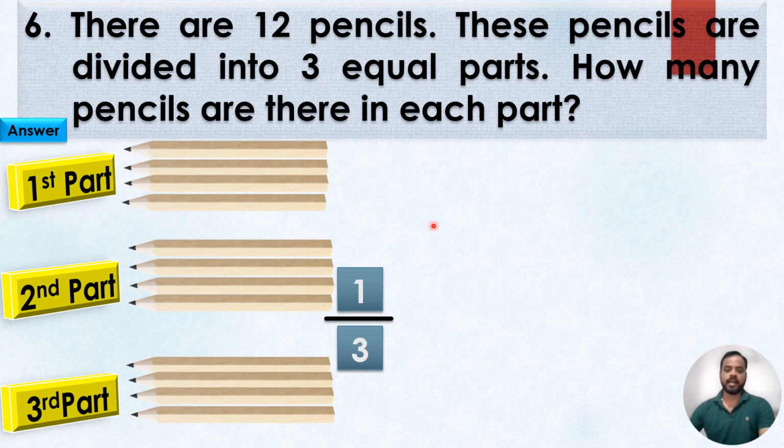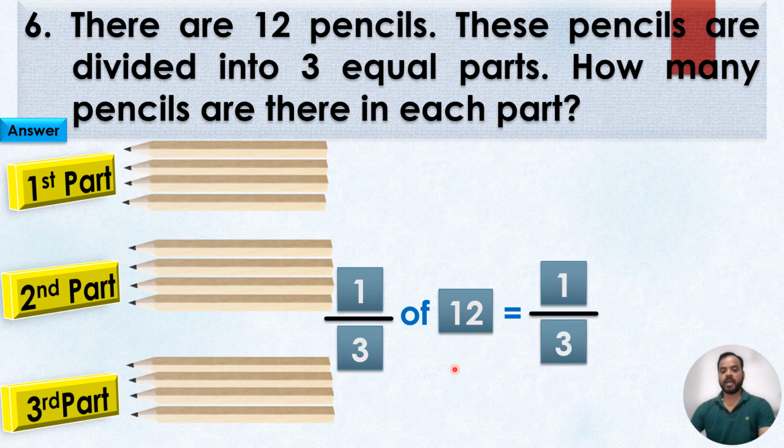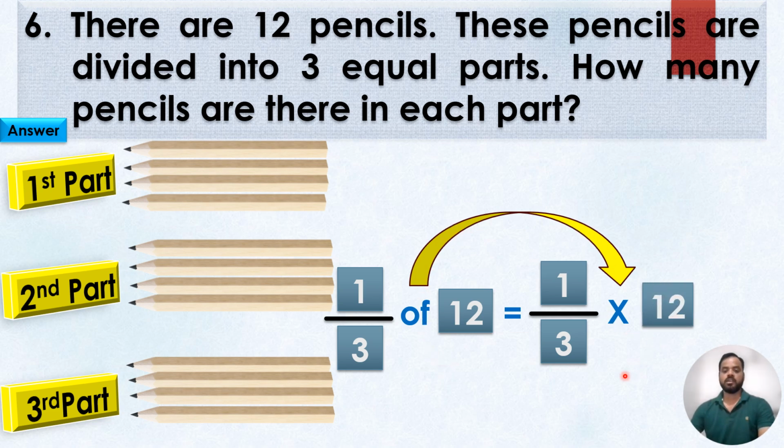So the pencils are divided into 3 equal parts. So it will be 1 by 3 of the total number of pencils. So it will be 1 by 3 of, which means multiplication. 1 by 3 into 12. Now we can cut 12 by 3. So it will be 3 fours are 12. So the answer is 4. So when we divide 12 pencils in 3 parts, each part gets 4 pencils.